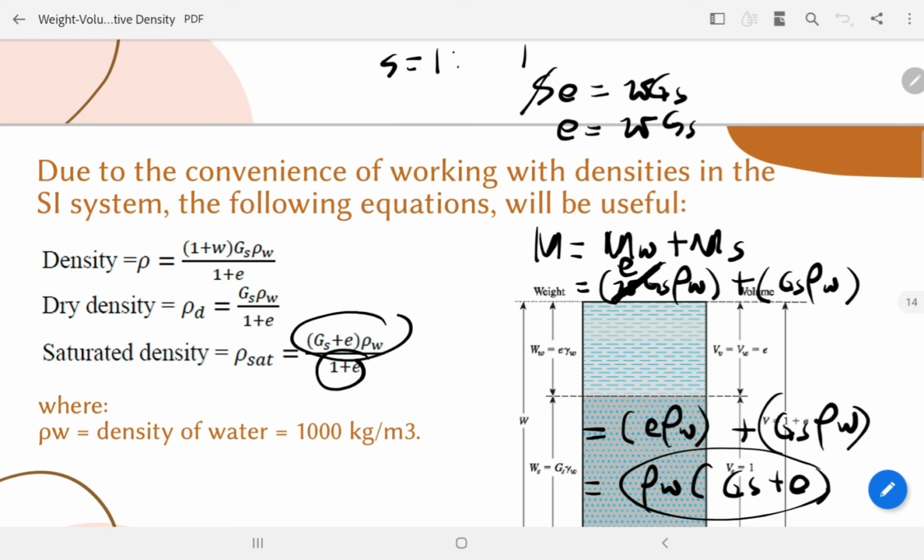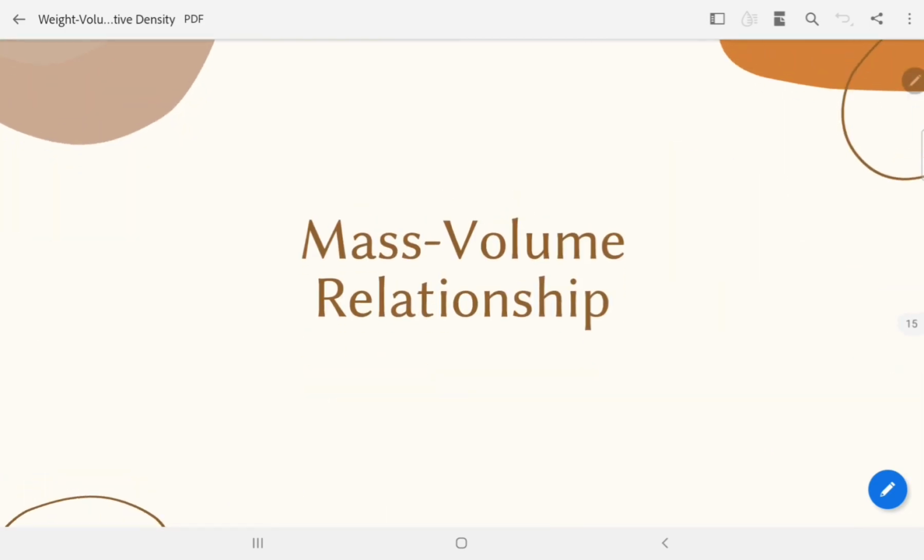We know that earlier. So that's it, guys. That's how we use the weight and volume relationship to come up with the following derived formulas. Okay, so stay tuned for our next topic, which is all about mass-volume relationship.